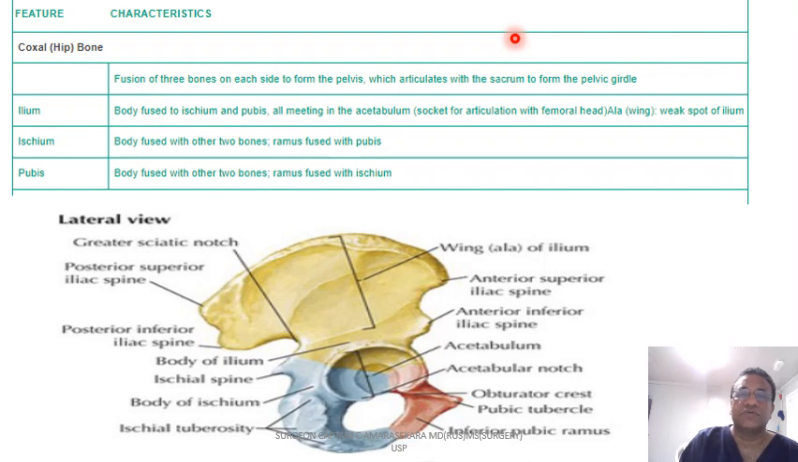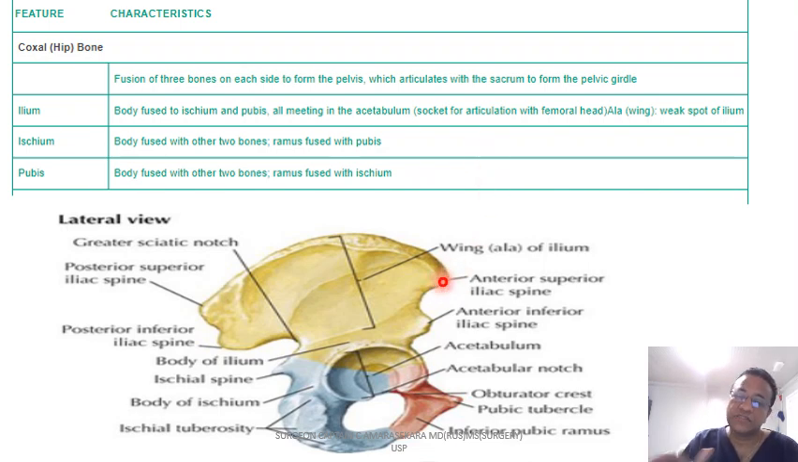So in the lateral view, we'll see the key landmarks here. This is your iliac crest, it lies superiorly, and it is an important attachment site for the muscles in the upper margin. And there are special landmarks such as the anterior superior iliac spine. We already know it's palpable.